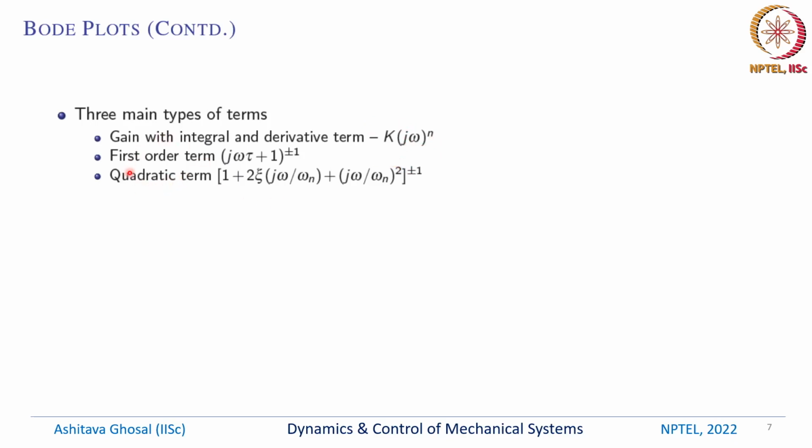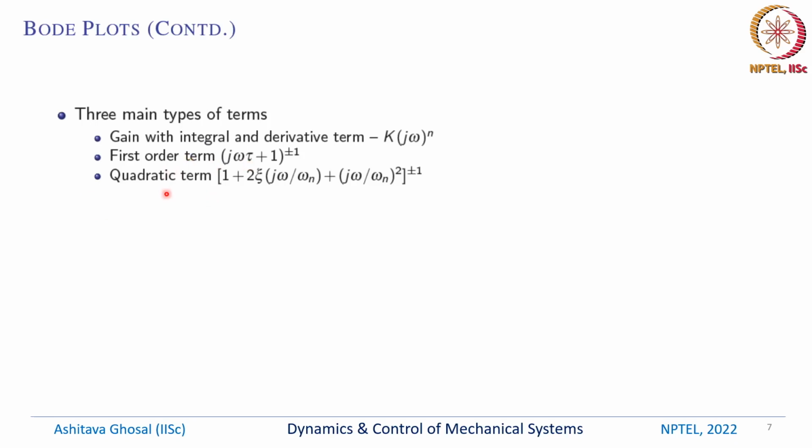We can also have what are called first order terms, which is nothing but (j omega tau plus 1). And this could also be to the power plus or minus 1. If it is plus, then it is in the numerator. If it is minus, it is 1 divided by (j omega tau plus 1). So remember, j omega is coming from the s. So this is like 1 plus s into tau. So this is like a pole, whereas if it is in the numerator, it is like a zero.